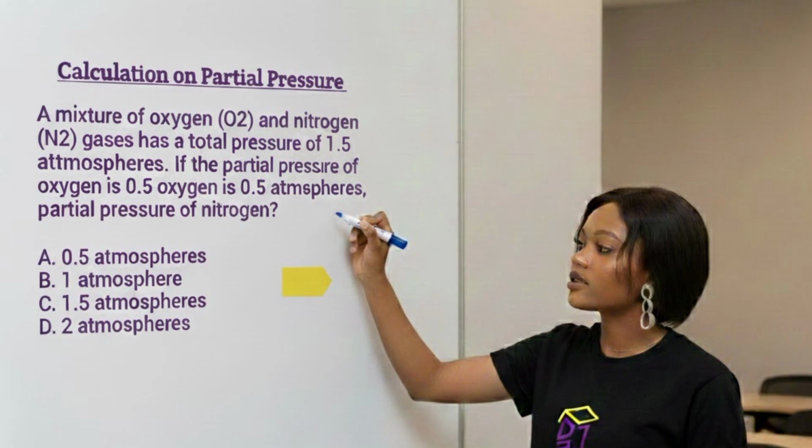Okay, so the question: a mixture of oxygen and nitrogen gas has a total pressure of 1.5 atm. If the partial pressure of oxygen is 0.5 atm, what is the partial pressure of nitrogen?